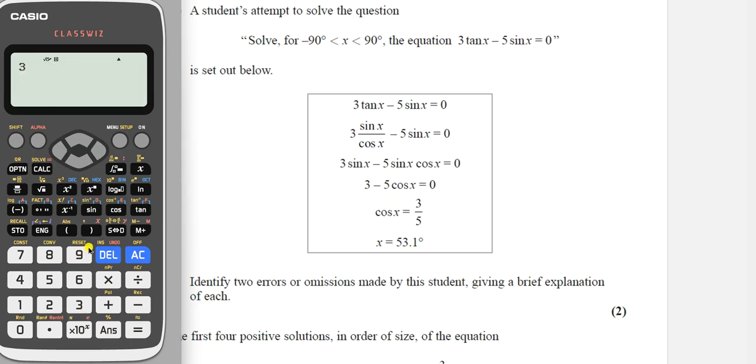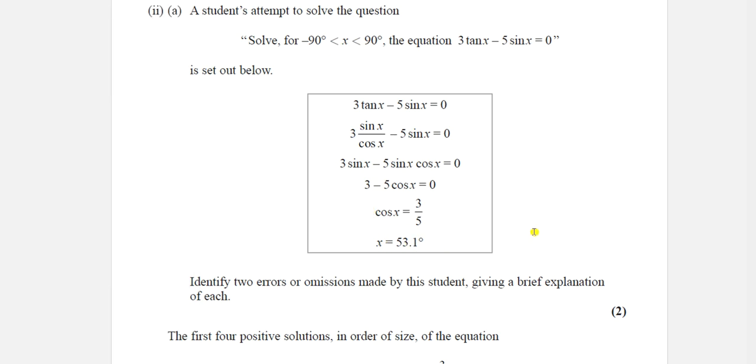You can verify more directly by doing 3 lots of tan 53.1 minus 5 lots of sine 53.1 and see if we get an answer close to 0. Minus 2 times 10 to the minus 3 is close to 0. It's not going to be exactly 0 because I'm using a rounded version of the angle, but it's close enough that I'm convinced that this is a valid solution. So what's the problem? If it's a valid solution, why is it an error?